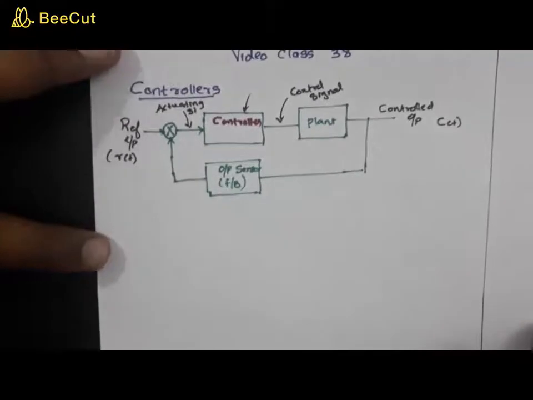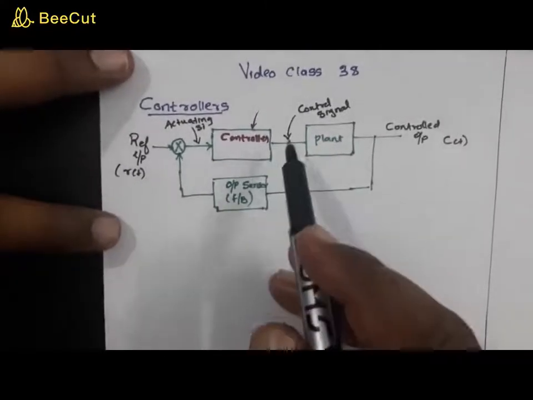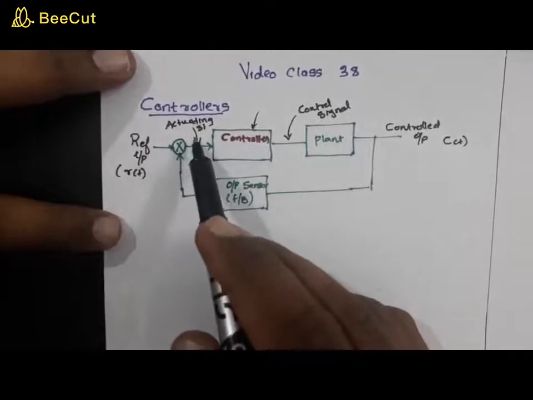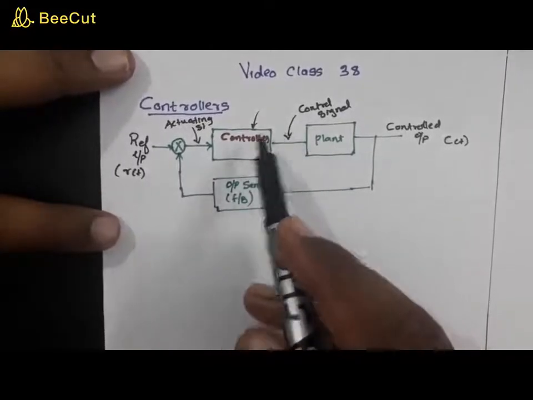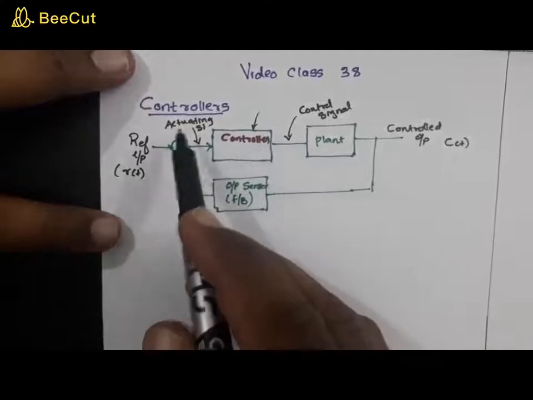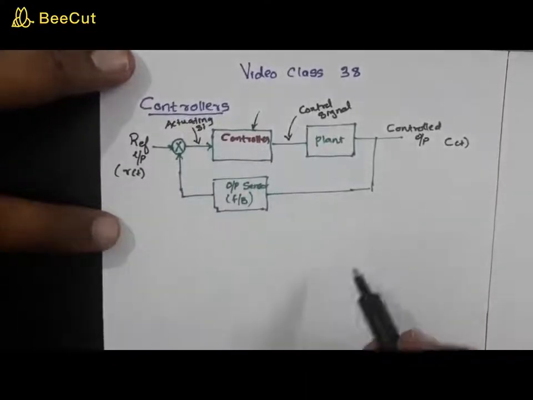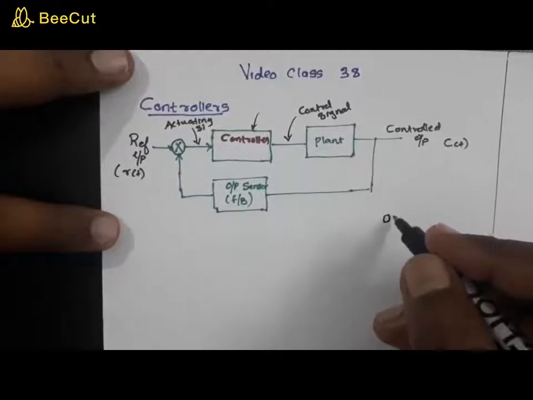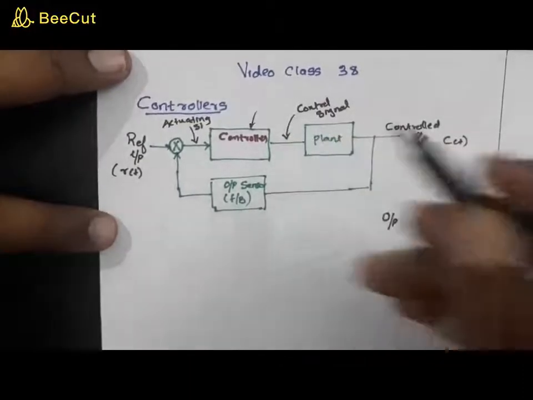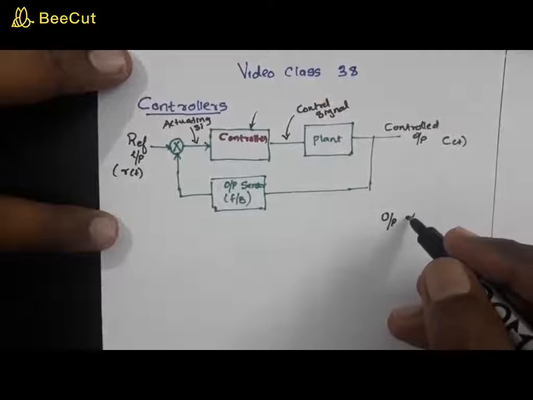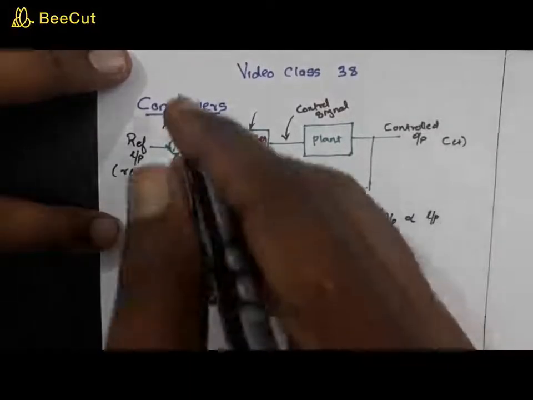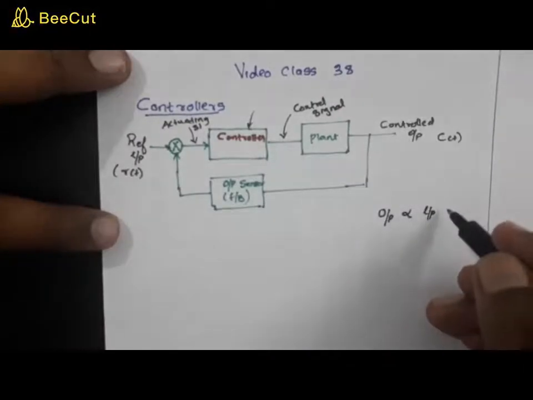Now let's see what I meant by the relationship between the control signal and the actuating signal. The control signal is the signal which is offered by the controller based on the actuating signal. Now if the controller output, that is this control signal, is proportional to the input, what is that input? The input is the actuating signal or the error signal.